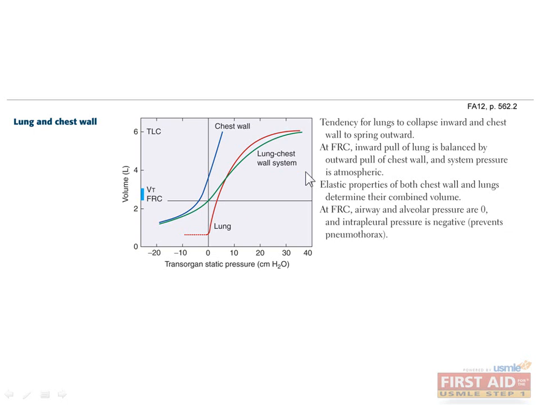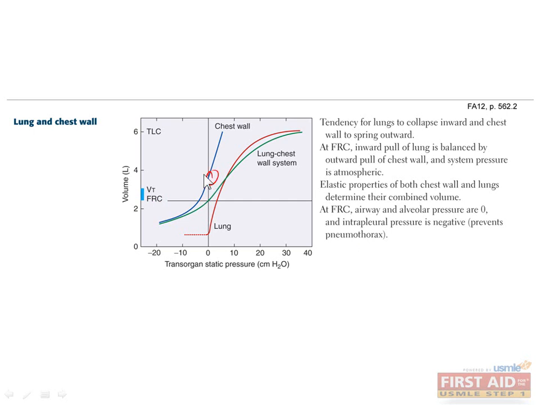Again, from this diagram, you can see that there's a tendency for the lungs to collapse inward and the chest wall to spring outwards. When the lungs are at their functional residual capacity, the inward pull of the lung is equal and opposite to the outward pull of the chest wall, and the system pressure is the same as atmospheric pressure. At this point, the airway and the alveolar pressure are both zero, and intrapleural pressure is negative. By the way, why is it good to have negative intrapleural pressure? Well, negative intrapleural pressure helps keep the airway open.